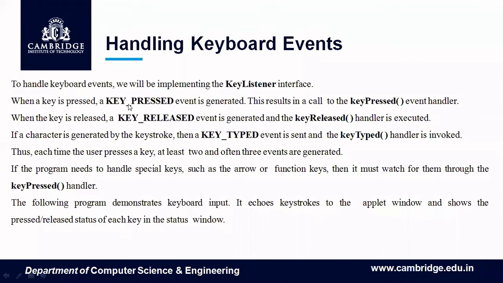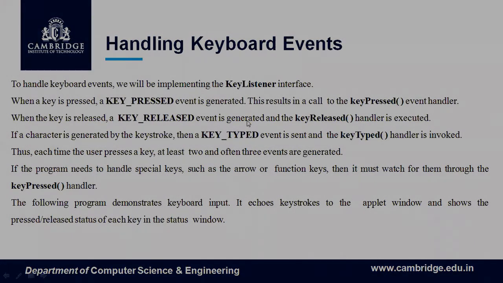When a key is pressed, a key pressed event is generated. This results in a call to the key pressed event handler. Similarly for key released and key typed. We have written a program to show all these things. For key typed, we also typed the character and the character was displayed on the applet window. Now we have not handled any special keys, such as arrow keys or function keys. If I click a function key, what will be displayed on the applet? Nothing will be displayed. For example, if I press control or shift, nothing will be printed.